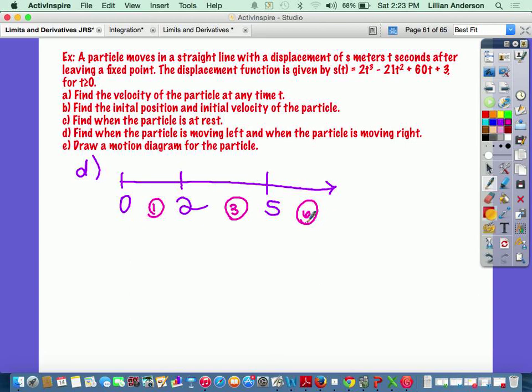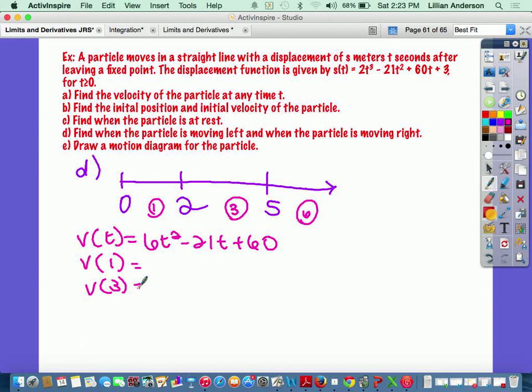So I want to pick 1, 3, and 6, and I'm going to plug them into my velocity function, which again was 6t squared minus 21t plus 60. When I plug them in, I'm trying to figure out, okay, what is the value of my velocity? Because if it's greater than 0, then we know it's going to move to the right, and if it's less than 0, it's going to move to the left.